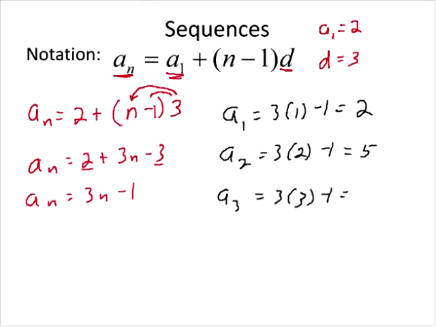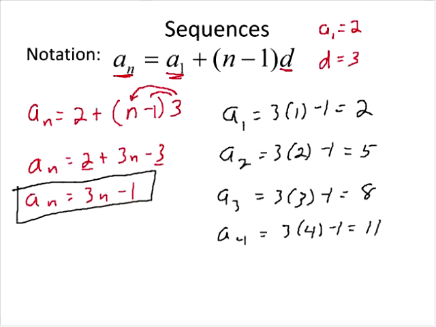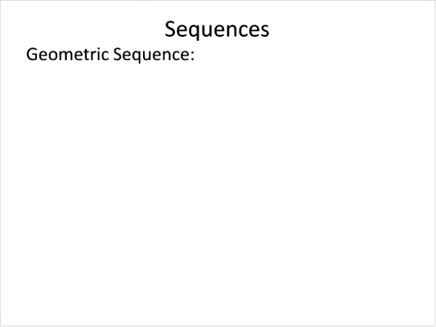A sub 3 should be 3 times 3 minus 1. 3 times 3 is 9, minus 1 is 8. Yep, that works out. And a sub 4 should be 3 times 4 minus 1. Well, 3 times 4 is 12, 12 minus 1 is 11. Sure, those are the terms of the sequence I had in the last example. So, sure enough, this is the general term for that last arithmetic sequence.